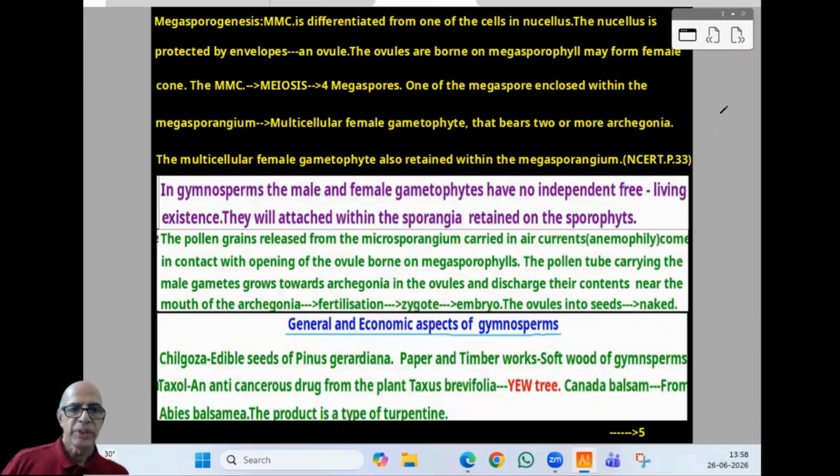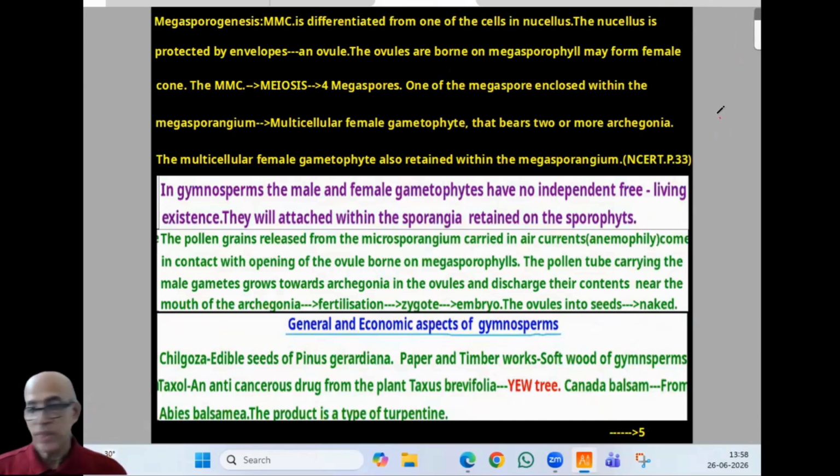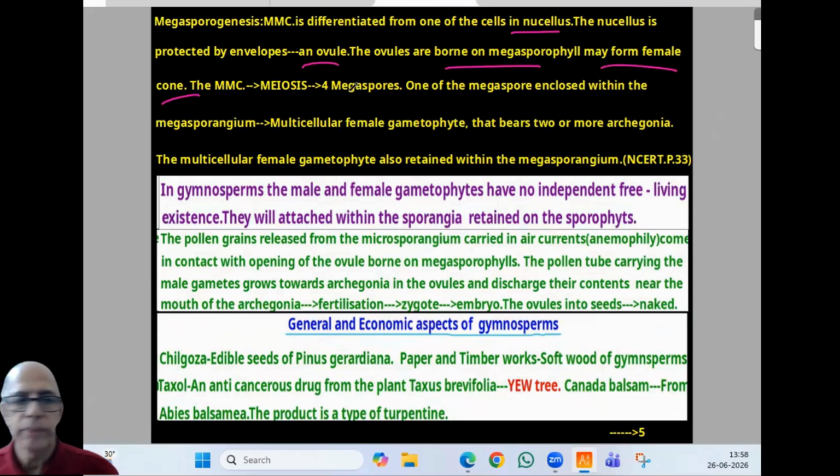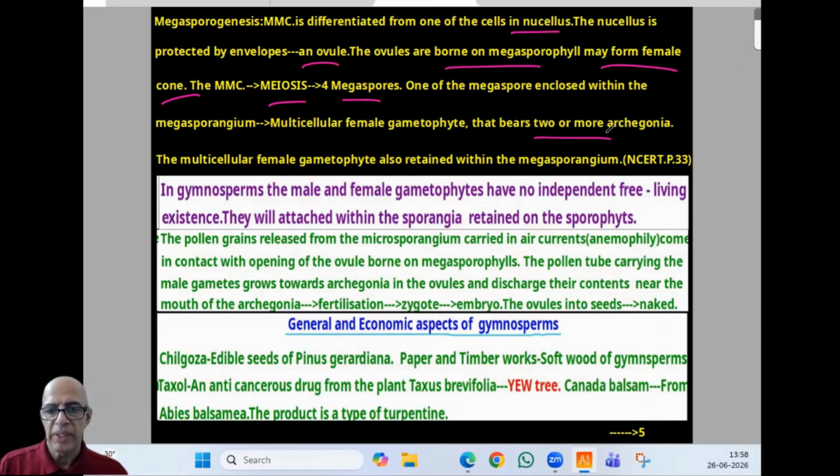Okay, now megasporogenesis. Again, the megaspore mother cell differentiates from one of the cells in the nucellus. The nucellus is protected by an envelope that is connected with the ovule. The ovules are borne on megasporophyll and may form a female cone or strobilus. The megaspore mother cell undergoes meiosis, forming 4 megaspores. One of the megaspores, enclosed within the megasporangium, develops into a multicellular female gametophyte that bears 2 or more archegonia. All this is given in NCERT. The multicellular female gametophyte is also retained within the megasporangium.